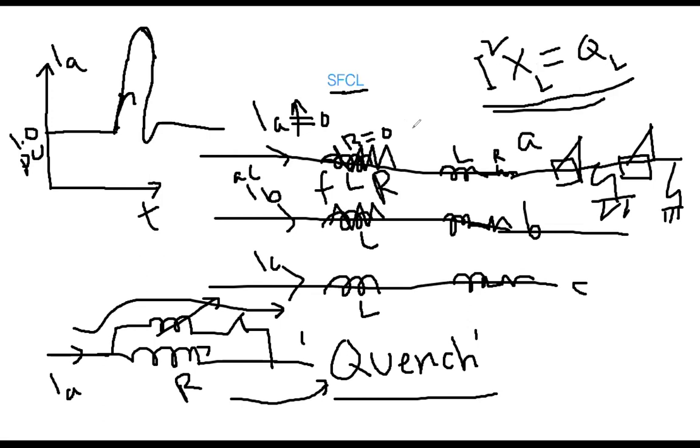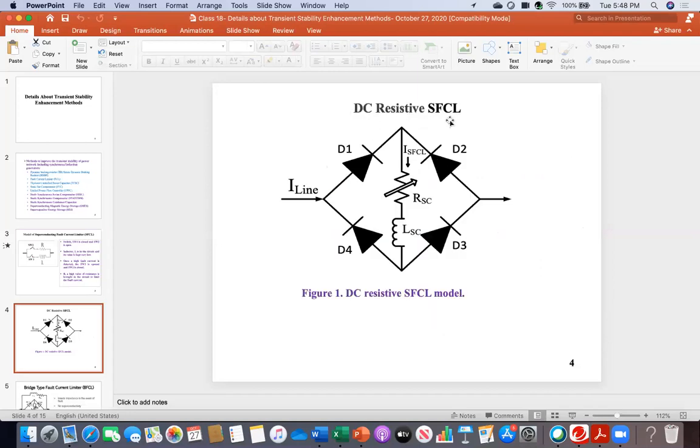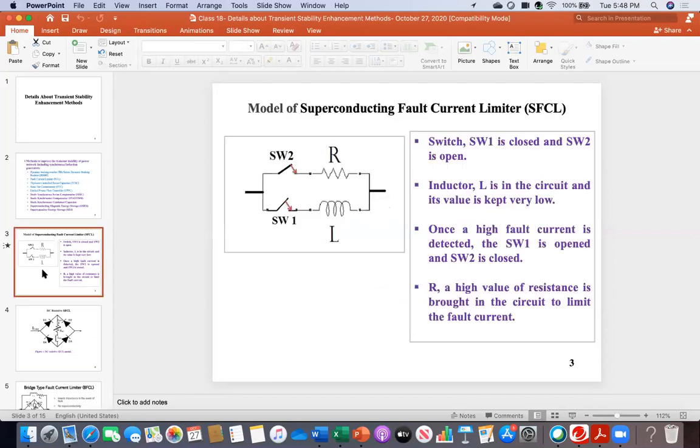That's why now the power engineers have explored other types of fault current limiter. This is the early stage, like at least 100 years ago, that SFCL was established and this concept developed. But as I said, there are two drawbacks. One is this I square XL loss, and then maintaining the superconductivity. That's why there are other types. Let me take you there. So there are other types, like the DC resistive SFCL. You see the structure is different and there is a diode. We are coming to that later.